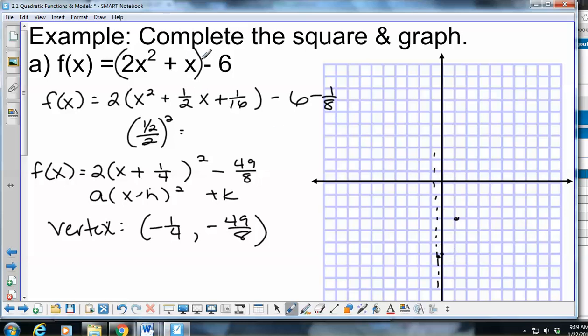Give me -5, -2, -4. So definitely not a pretty graph, but you can get it.